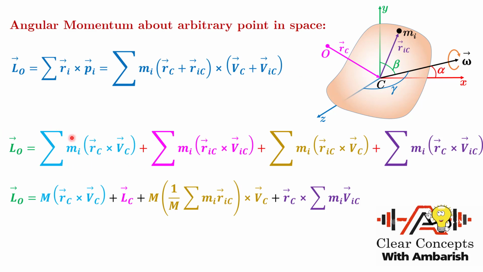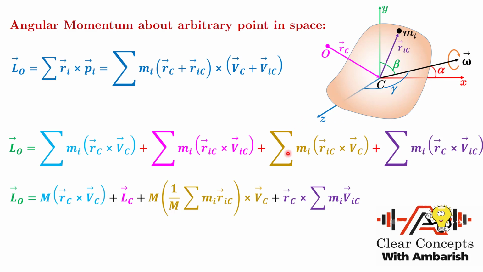This first expression is very simple. You can take Rc cross Vc common outside the sigma, and then sigma Mi becomes nothing but the total mass of the object. So this becomes simply capital M times Rc cross Vc, where capital M is the total mass of the object. And what about the second term? This is nothing but angular momentum about the center of mass itself, so I have written this directly.